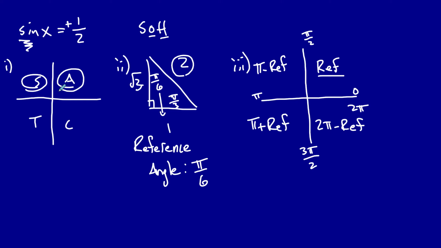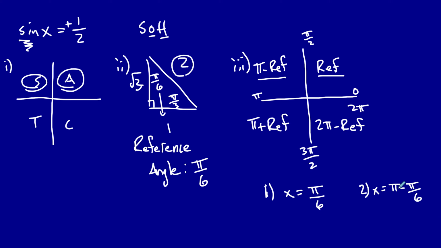Okay, so this is where part 3 and part 1 connect. I notice that I have an A and an S because sine is positive in the All quadrant and the Sine quadrant. So I'll come over here and say that this is going to be my reference and my pi minus reference quadrant. So here I'm going to have two answers. My first answer is just the reference angle, so x is equal to pi over 6. And my second answer is the pi minus reference, so x is equal to pi minus pi over 6.